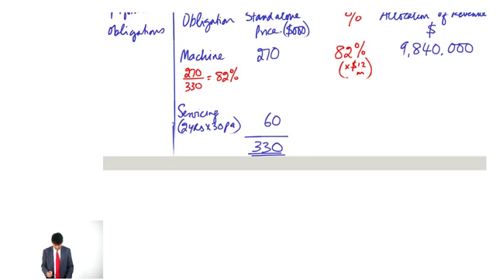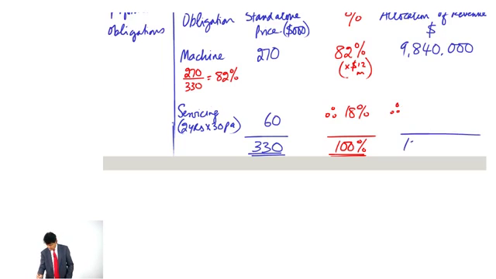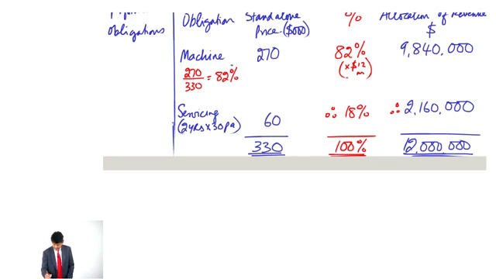All right, and obviously if that's 82% and this is 100%, this figure that's missing must be 18%. And therefore, the figure here, given that this is 12 million, that difference there, 2160, like that. So this is the tricky bit, isn't it?